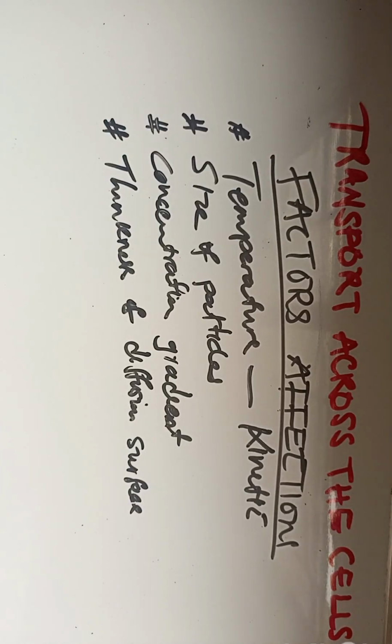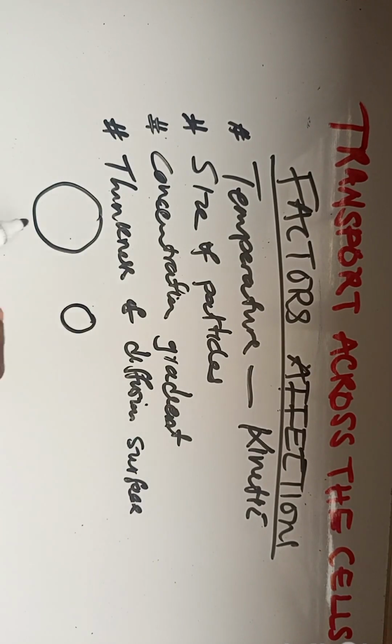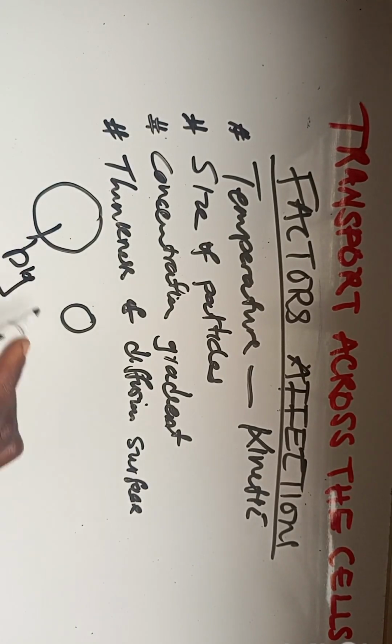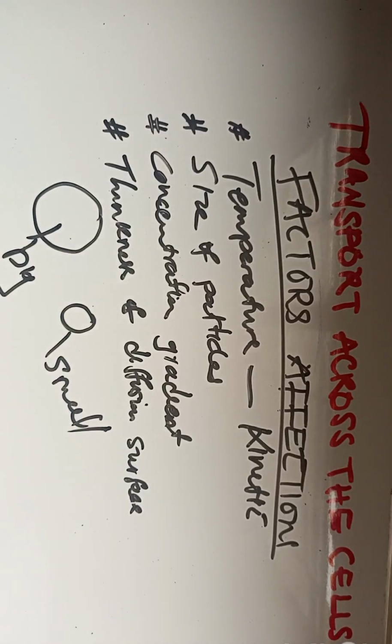Number 2, we have the size of particles. Here, the size of particles matters a lot. Let me give an example. This is a particle and this is a particle. These two particles matter because this one has a bigger size and this one has a smaller size.